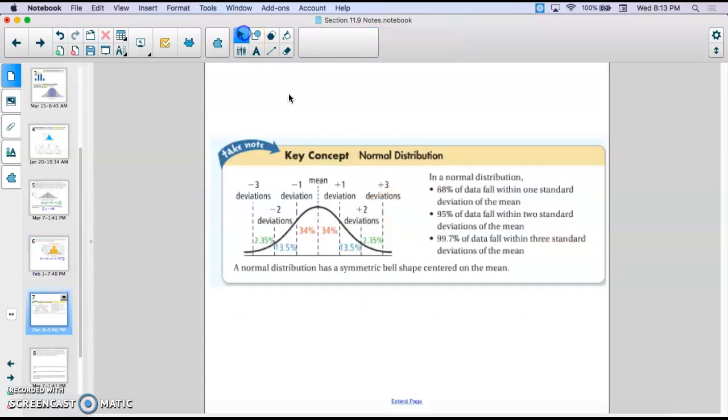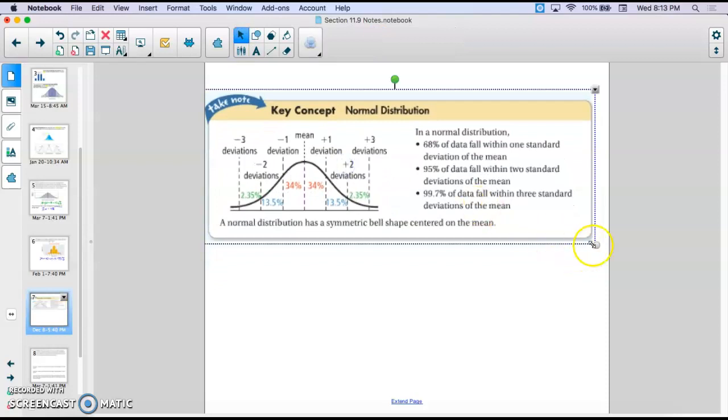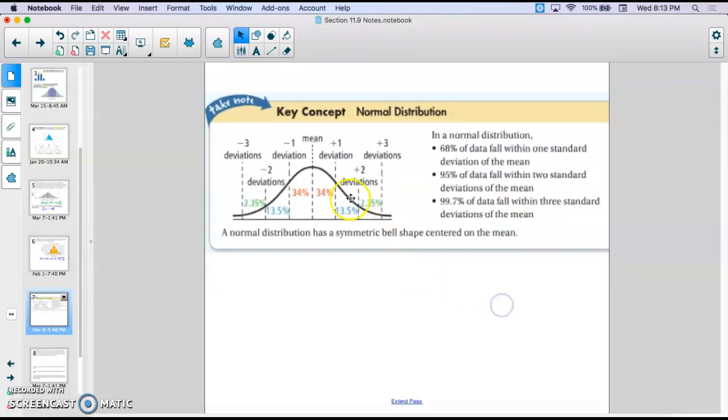All right, now some key concepts here. When you're looking at a normal distribution, yesterday we looked at standard deviation. If you go one standard deviation away from the mean, 68% of the data will fall within one standard deviation. 95% will fall within 2 standard deviations, or 2 iterations, I guess, from the mean. The 95% will make it all the way out to there. Now, if we extend it to 3 standard deviations, 99.7% of all the data will fall within 3 standard deviations.